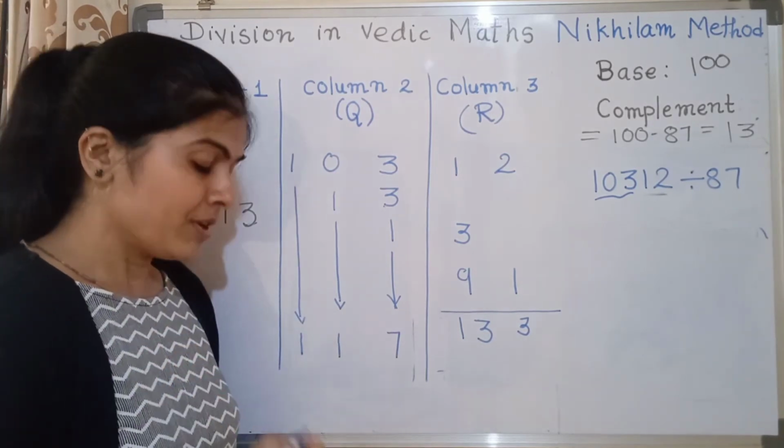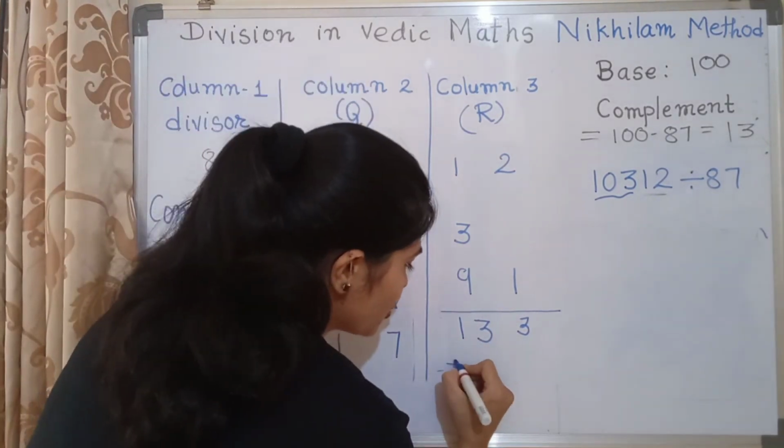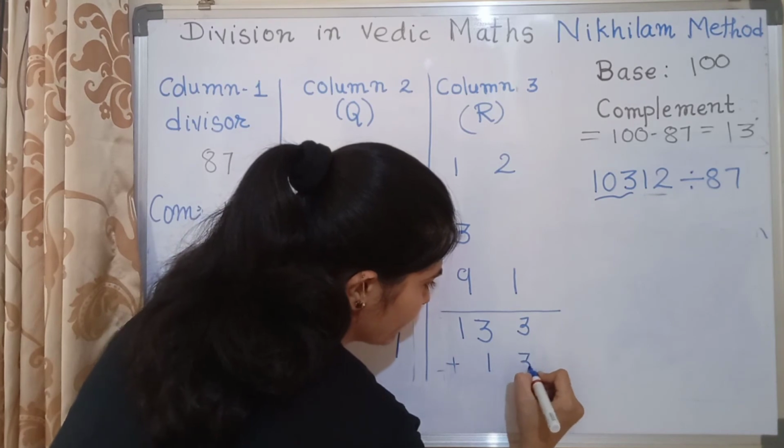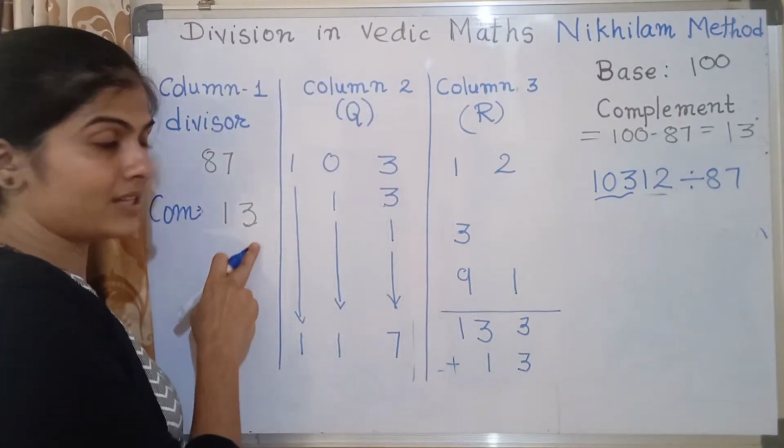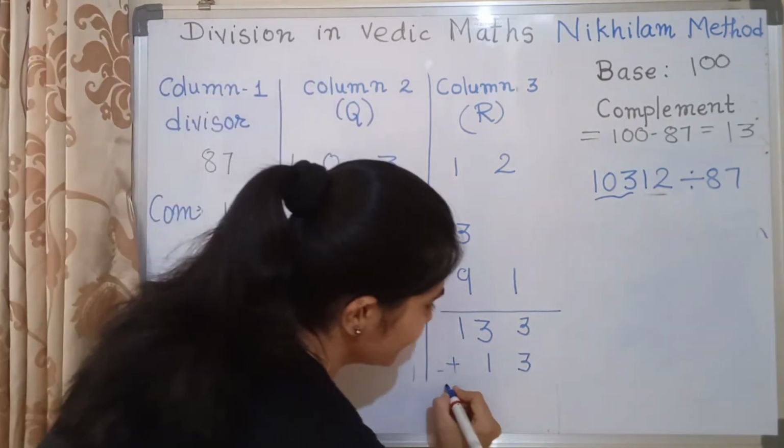Now what to do? Procedure is quite simple. You should add 13 over here. Why should I add 13? Because 13 is the complement of 87. So I added 13 over here.